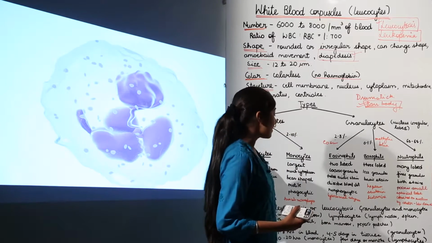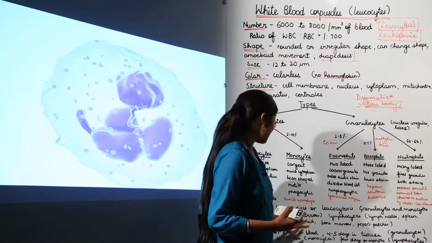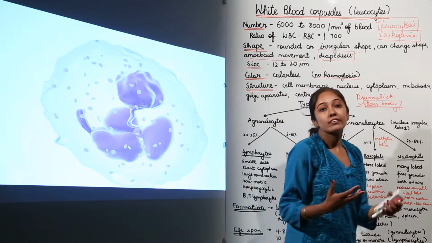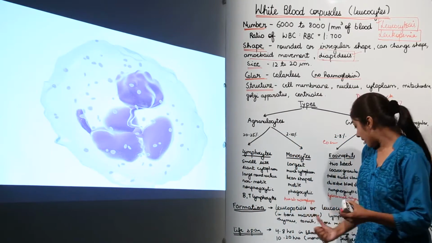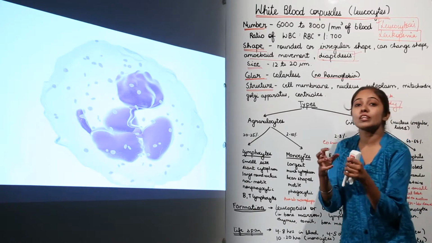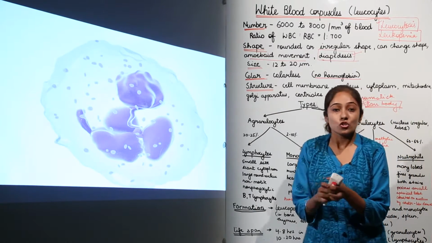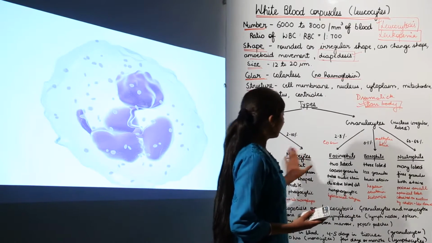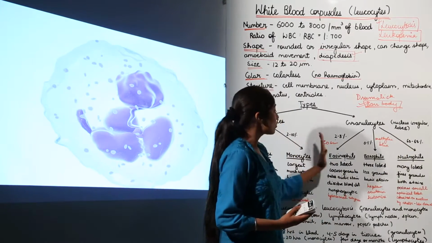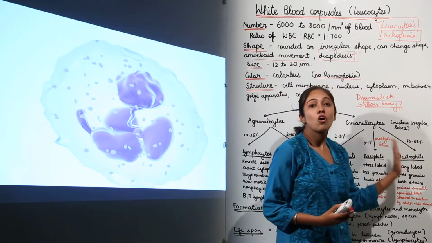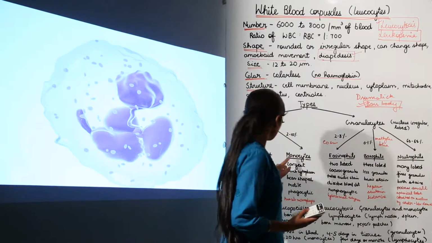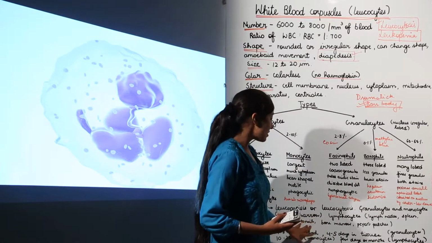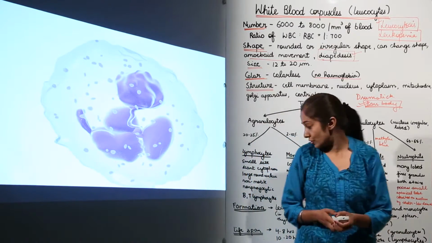While lymphocytes are formed in the lymph nodes, spleen, thymus, tonsils, bone marrow, and Peyer's patches. These Peyer's patches are there in the small intestine. These Peyer's patches are actually clusters of lymphoid tissue in the small intestine. So here the lymphocytes are formed. Remember that these four, monocytes, eosinophils, basophils, neutrophils, are formed in the bone marrow, while lymphocytes can form in the lymph nodes, spleen, thymus, tonsils, bone marrow, and Peyer's patches.